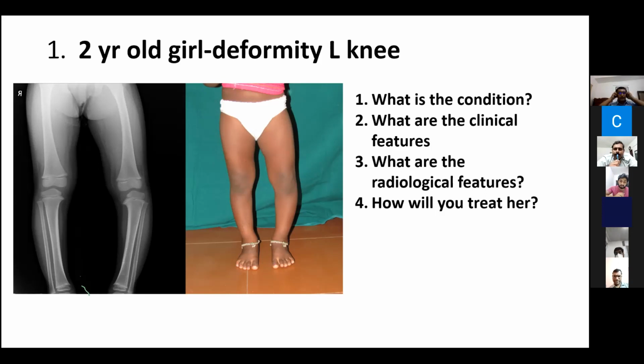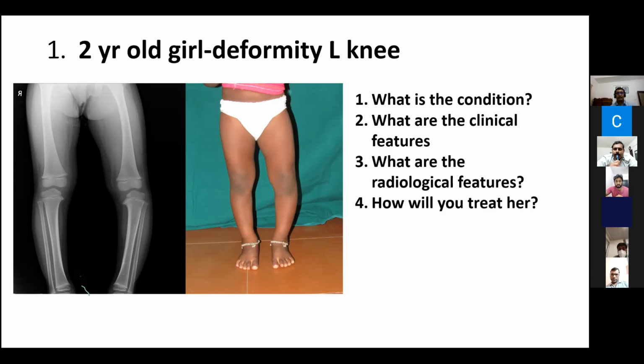Yeah, sorry for the interruption, Karthik. So we should check for features of rickets, sir. Any other features of a metabolic cause of genu varus? Yeah. Now, what do you expect to see in rickets?